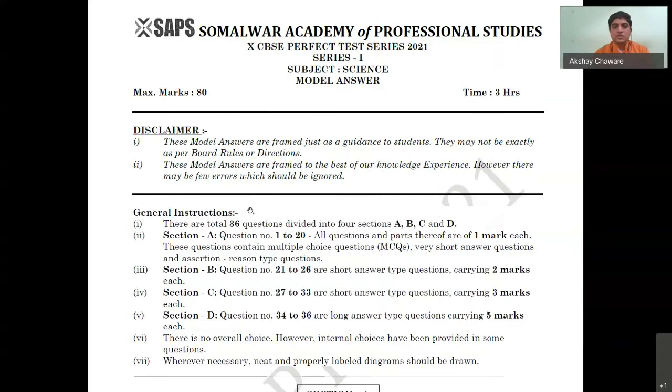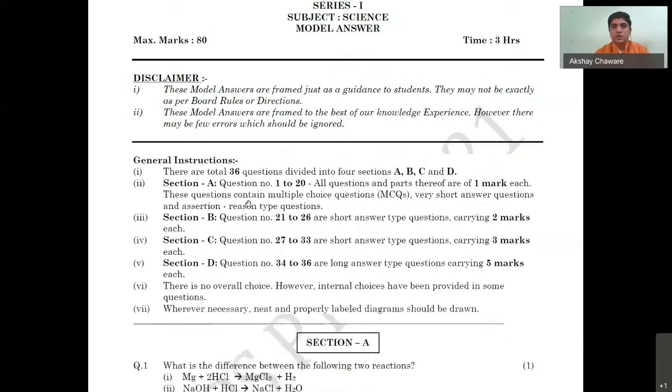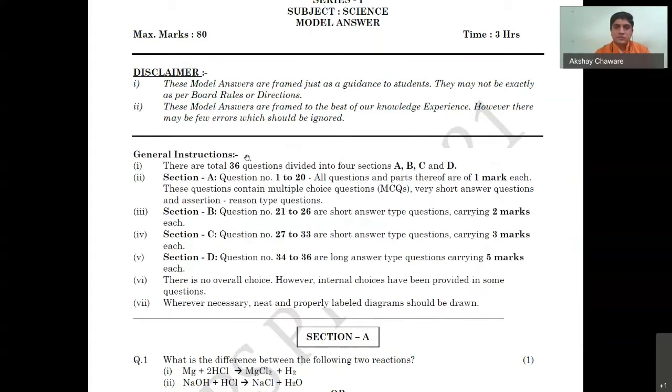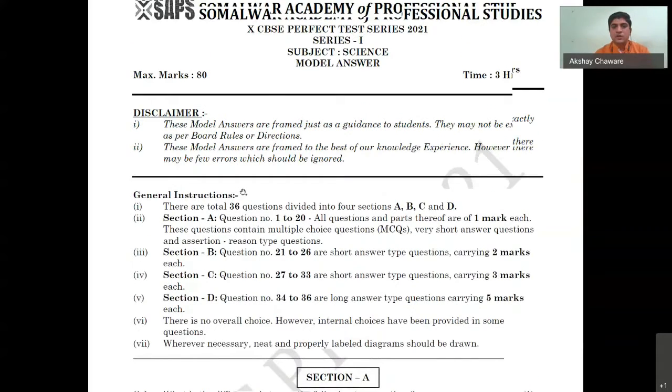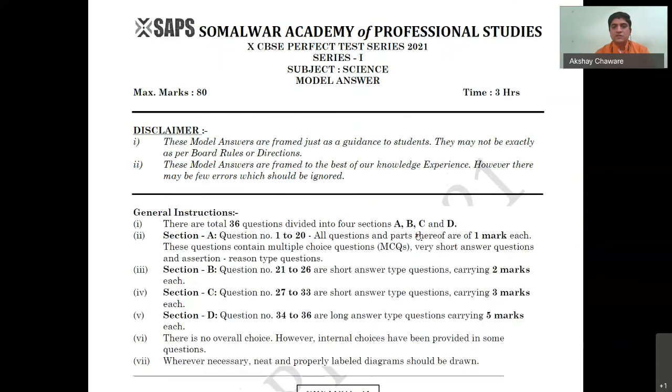Now, students, before discussing this model answer, let's discuss the paper pattern. In this science paper, there are a total of 36 questions which are divided into 4 sections: A, B, C, and D. In section A, there are question numbers 1 to 20. All are 1 mark questions, and some are multiple choice questions, case studies, very short answer, and assertion reason type questions also.